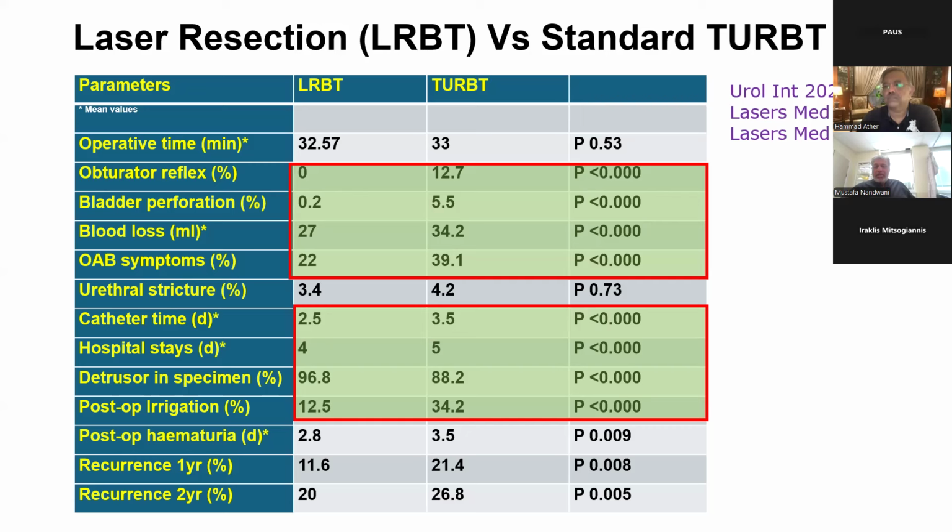irrigation times were less. So the lasers which have been used are Nd:YAG, holmium, and green light laser. So these all have been used. So whichever you can select, almost the data is the same for each laser.